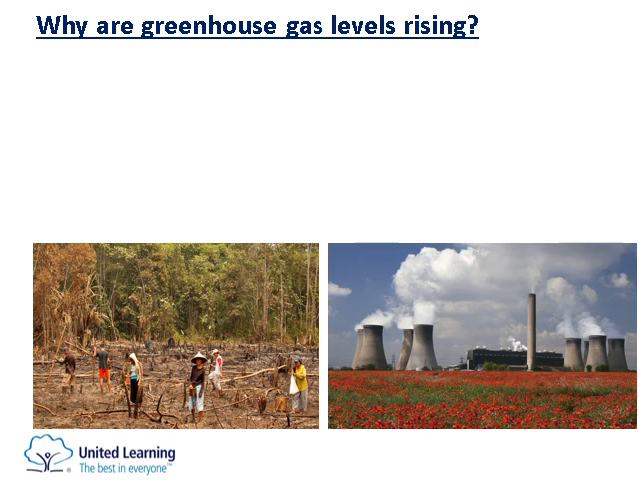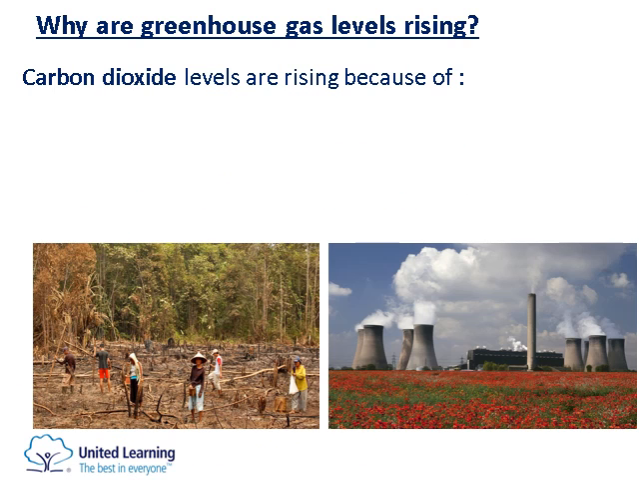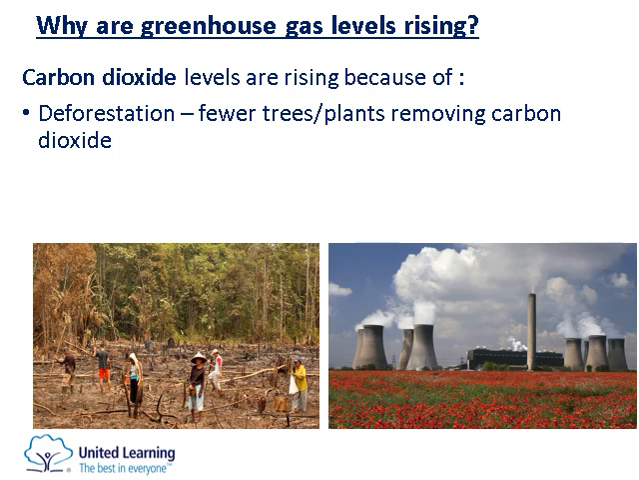So what's causing greenhouse gas levels to rise? It's pretty self-explanatory, and we have talked about this a lot lower down school. So carbon dioxide levels are rising because of deforestation. So we've got fewer trees, and trees we know carry out photosynthesis, and photosynthesis removes carbon dioxide from the atmosphere. So fewer trees, less carbon dioxide is being removed, and the level of carbon dioxide in the atmosphere is increasing.